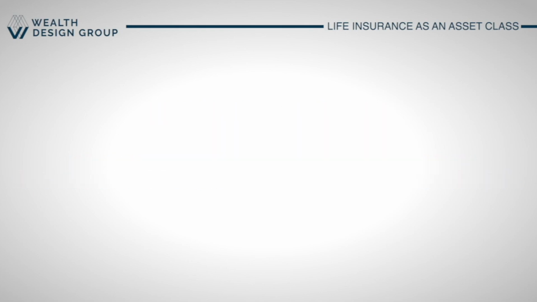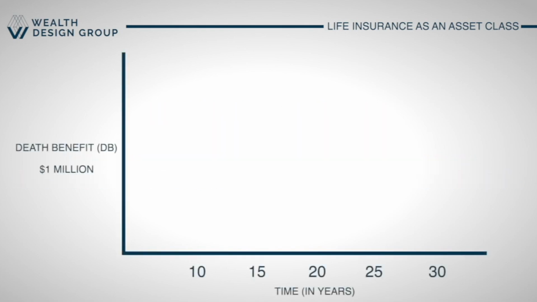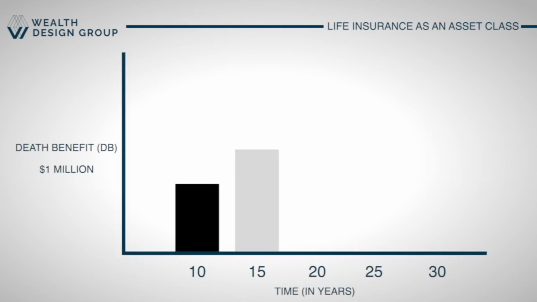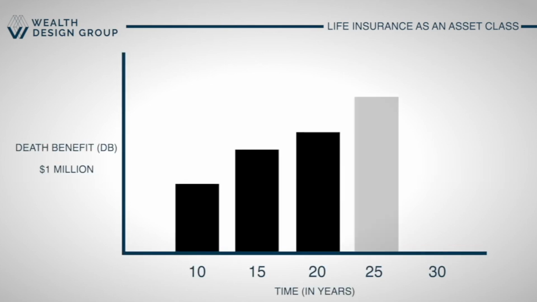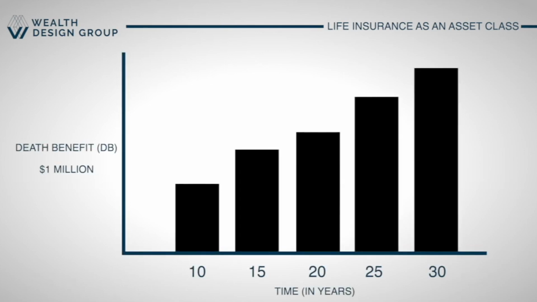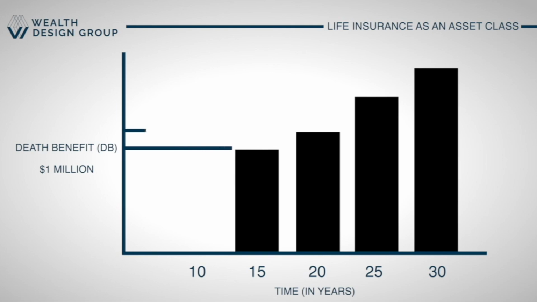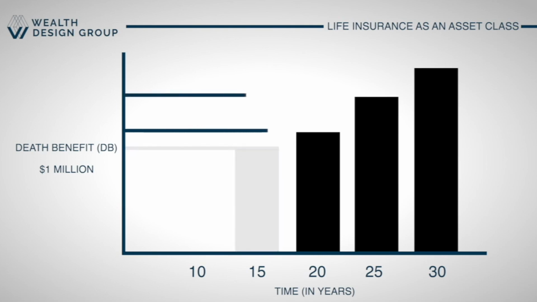Here we've got the x-axis, which is the length of time that you buy a policy for. Then we've got the y-axis, which is the death benefit. For instance, if you have $1 million of death benefit and you purchase a 10-year plan, it will last 10 years and then the death benefit is gone and it goes to zero. Well, you could also purchase a plan that protected your family for 15, 20, 25, 30 years.